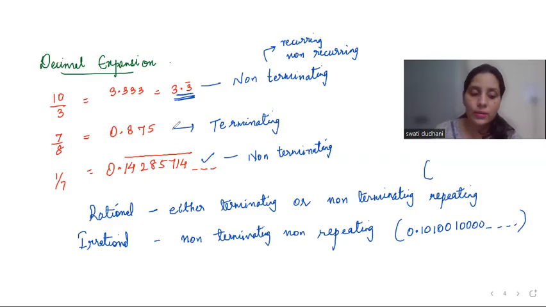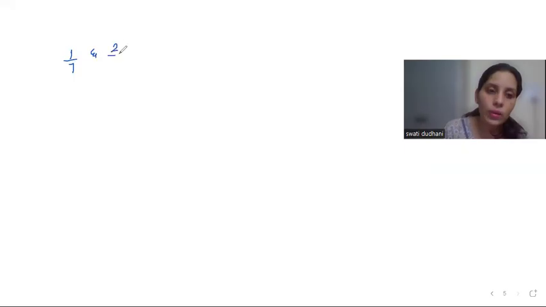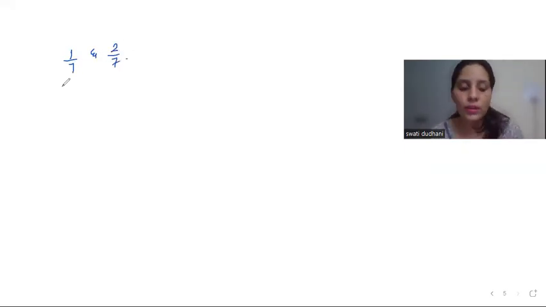All right. So all these, root 2, pi, they do not have any common pattern. Random numbers keep on going. They are all irrational numbers. Now, we can also find irrational numbers between any two numbers. Let me take 1 by 7 and 2 by 7.